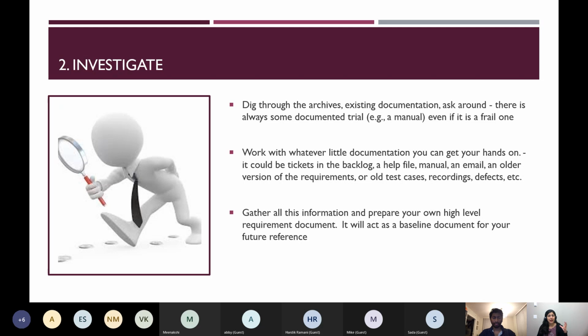But most of the applications that are developed, external or client facing, do come with a manual. So that's something that's really underrated. But if you're able to get one, that brings a lot of perspective, I would say. And gather all this information and prepare your own high level requirement document.